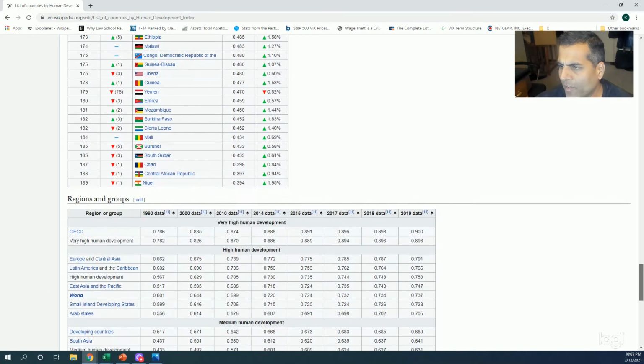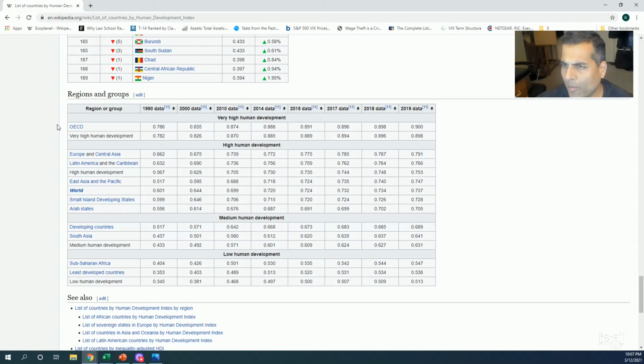At the bottom of this page, you can see a summary table by region, at least starting from 1990. Ideally, they should have started from 1975, but they're starting from 1990, and you can see how each region has advanced. The world average, as my cursor is at right now, was at 0.601 and now is all the way up to 0.737, and you can compare how much that is relative to other regions at a certain time.